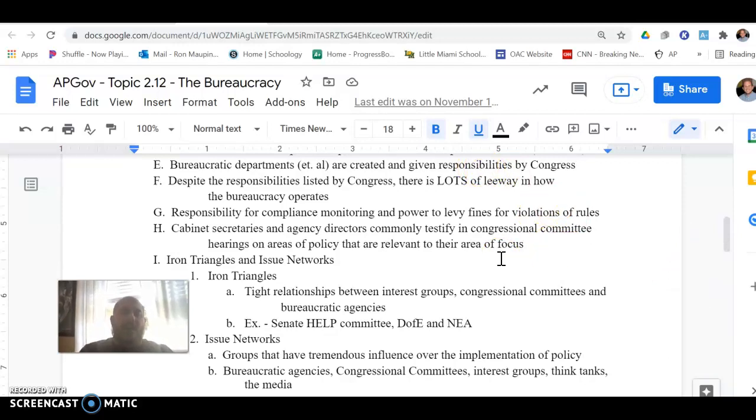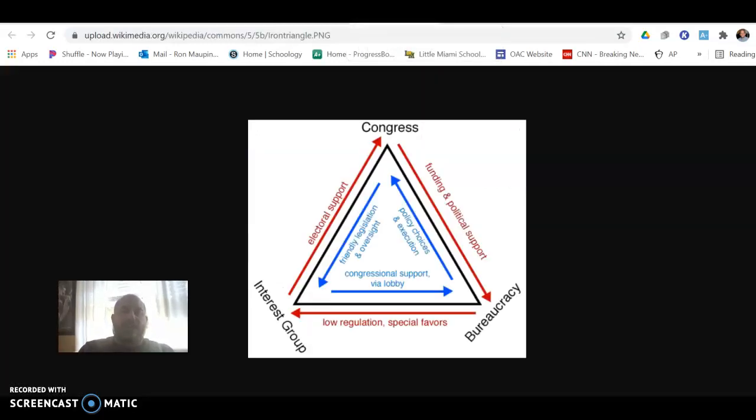When we talk about iron triangles, as the name implies, triangles, there are 3 points to this relationship. Iron triangles are made up of a relationship between interest groups, related congressional committees, and related bureaucratic agencies. And of course, the term iron being applied to it shows the strength and the tightness of this relationship. In other words, they form this bond, if you will, in terms of their reliance on one another. So let me show you a basic example of a template for an iron triangle.